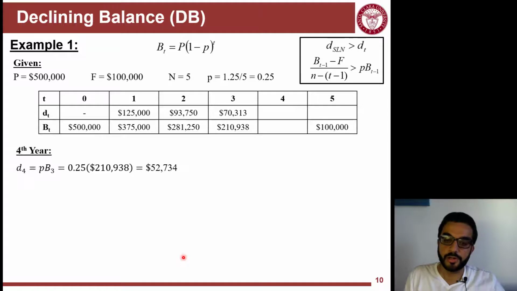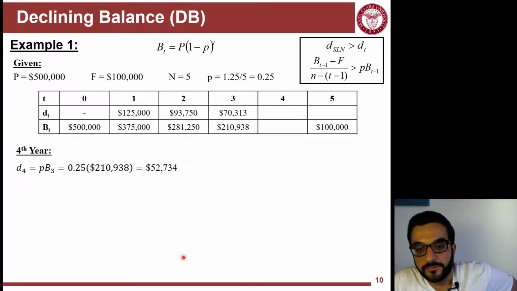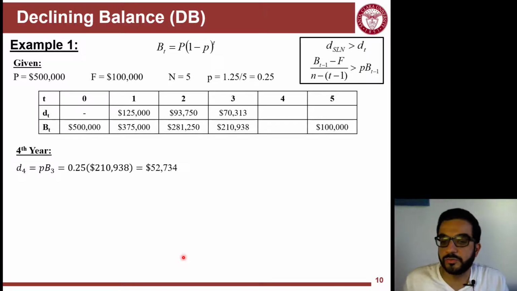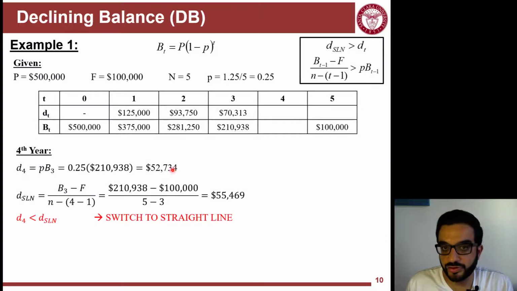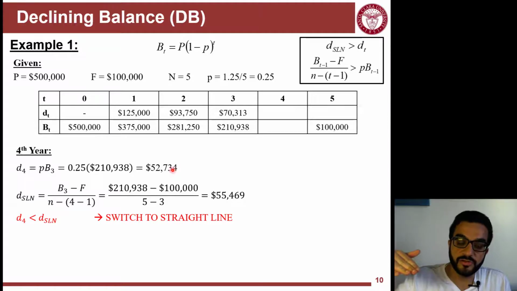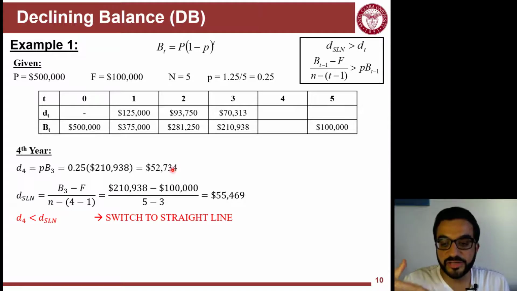Done with 3 years. The fourth year, applying the formula for Dt. So D4 is equal to P lowercase times Bt minus 1, or B4 minus 1, or B3. That's the declining balance depreciation in the fourth year. If I switch to a straight line, here you go. Straight line now, this is the correction point, straight line is giving more depreciation than the declining balance. And here you go. Now I will switch from declining balance to straight line depreciation.